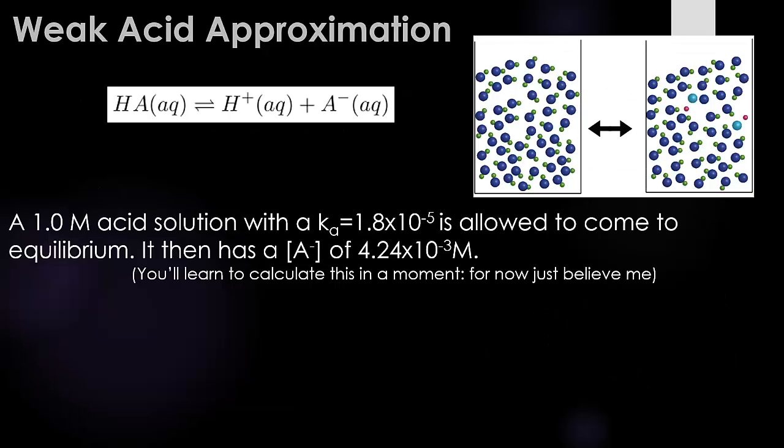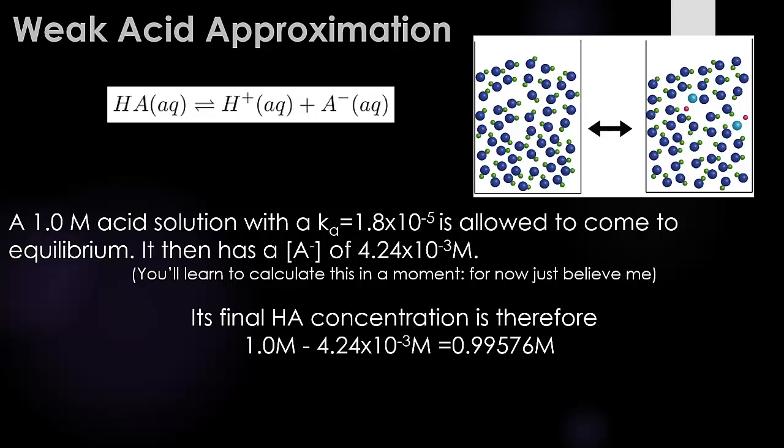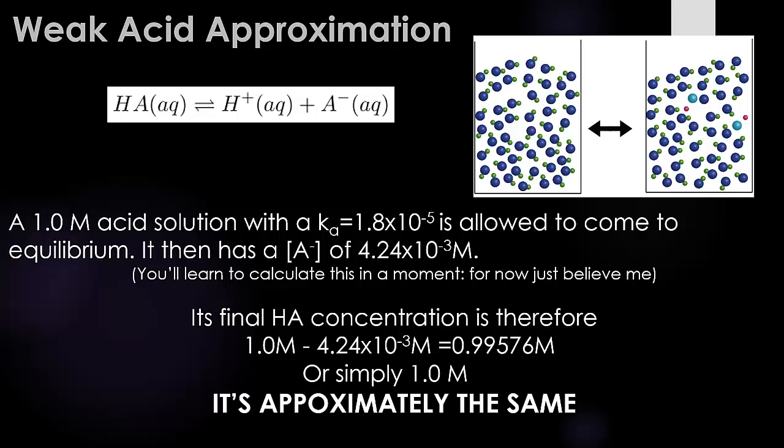Let's say that we have a 1.0 molar acid solution with a Ka of 1.8 times 10 to the negative fifth. At equilibrium, it has a concentration of A minus of 4.24 times 10 to the negative third. Next video, we'll be calculating this out, but for now, just believe me. This means that the final concentration of the undissociated acid is the initial amount minus the ionized amount, or 0.99576, which when rounded to account for sig figs gives us 1.0. Or the same thing that we started with.